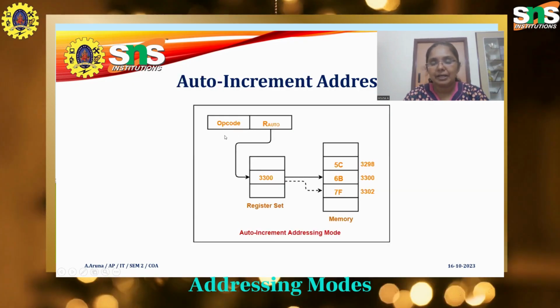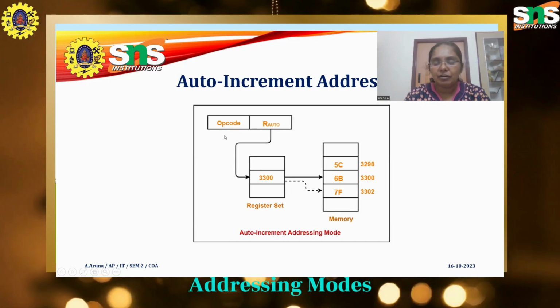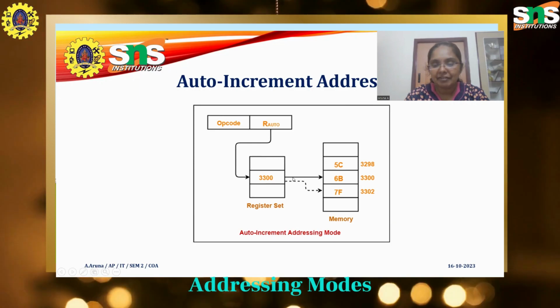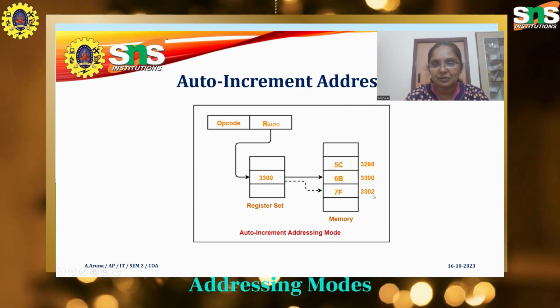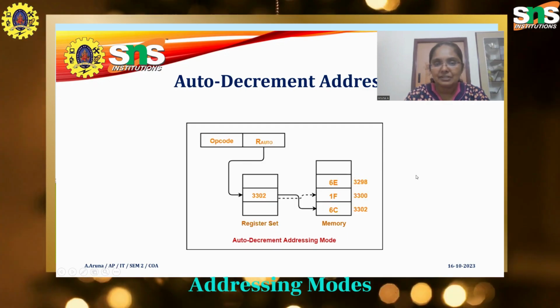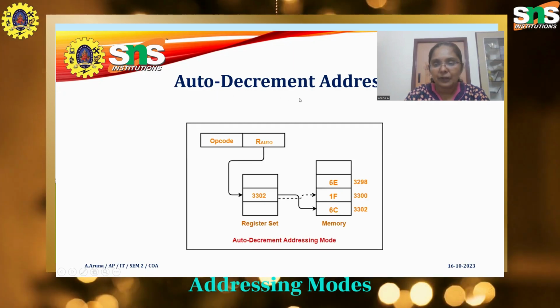Next is auto increment and auto decrement. While going for a looping type of instruction, definitely we need auto increment and auto decrement. If you are representing it as auto increment, it is incremented by 1, or it will be decremented for auto decrement. So my current memory location is 3300. If I want to increment, it will be moved to 3302. If I want to decrement, it will be moved to 3299. So this is the process that can be done in our auto increment and auto decrement mode.